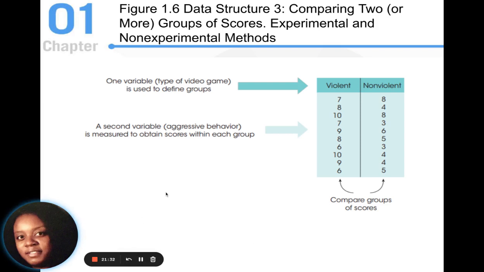For example, if we're looking at experimental and non-experimental methods, we could look at the variable of type of video game, which could describe both groups who are viewing violent and non-violent video games. And then we can also look at a second variable, aggressive behavior, and we can use that to obtain scores as well. Like, is the violent group demonstrating aggressive behavior? Is the group that's seeing a lot of nonviolent video games engaging in aggressive behavior?